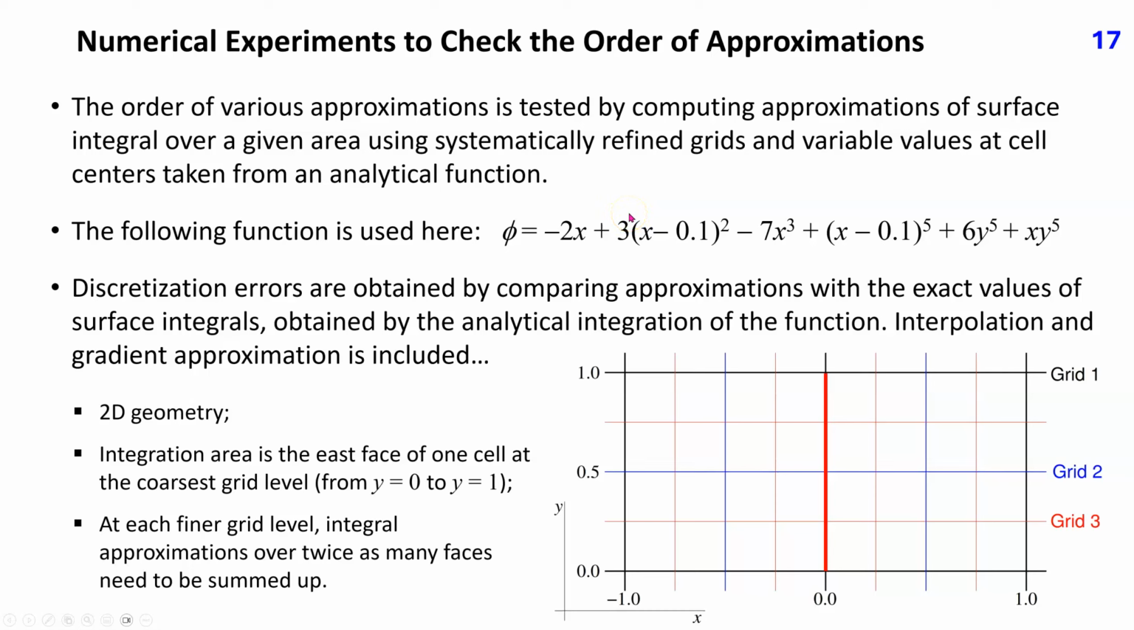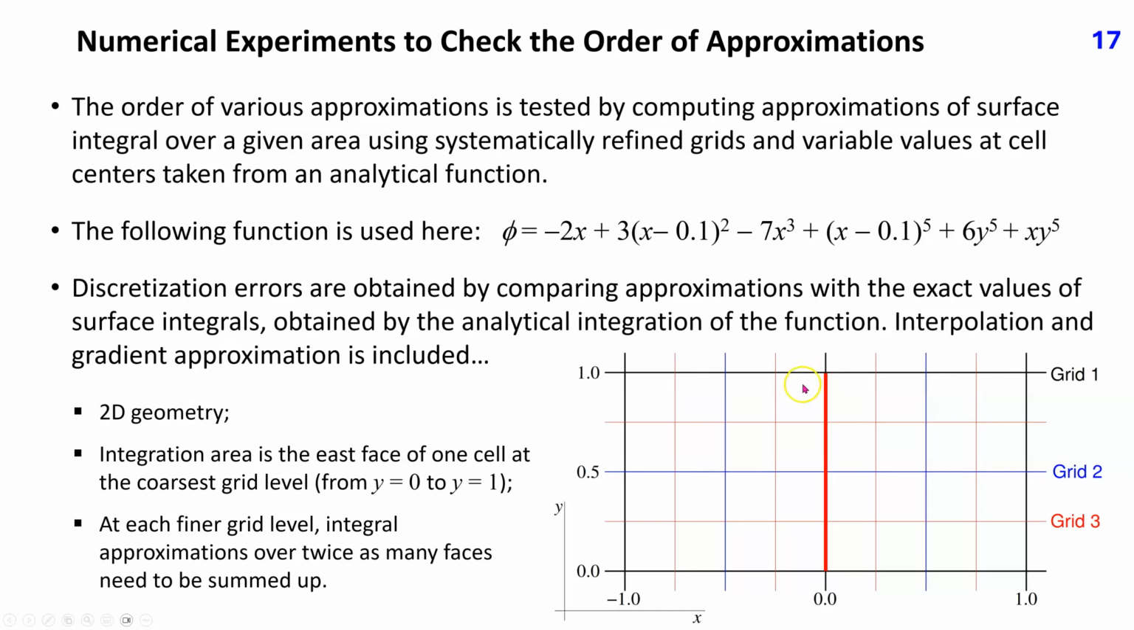Discretization errors are determined by comparing approximations with the exact value of the surface integral obtained by the analytical integration of the function. Interpolation and approximation of cell face gradient are included in integral approximations. The order of interpolations based on quadratic and cubic polynomial fit was proven in slide 18 of lecture 7.